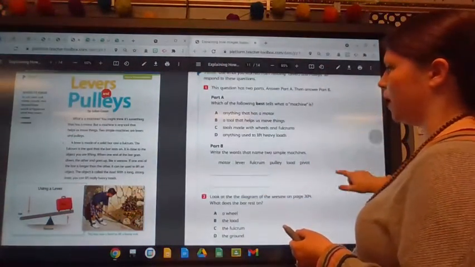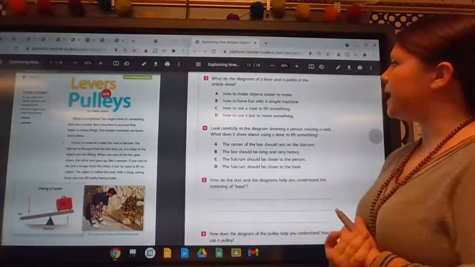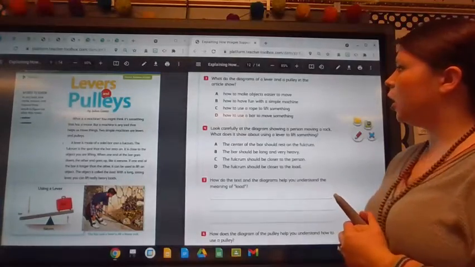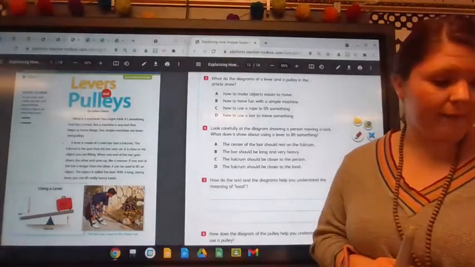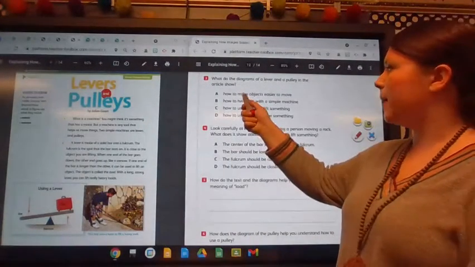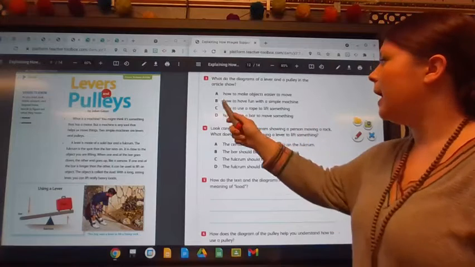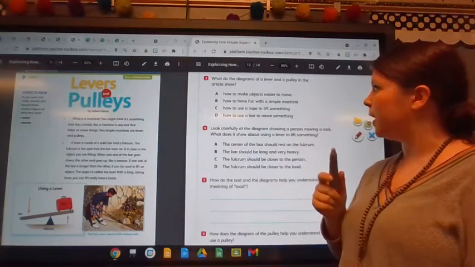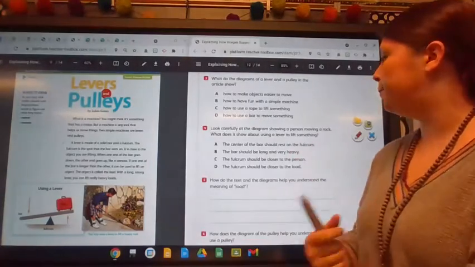Now let's go ahead and look at question number 3. What do the diagrams of a lever and a pulley in the article show? Does it show how to make objects easier to move, how to have fun with a simple machine, how to use a rope to lift something, how to use a bar to move something? So we're looking at both of the diagrams of the lever and the pulley.